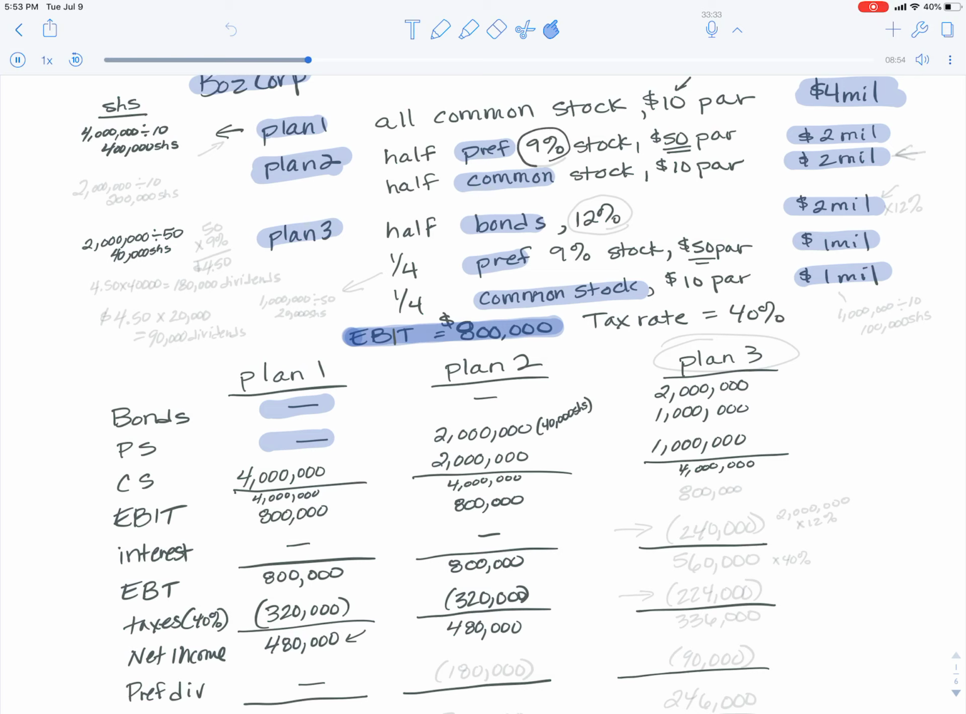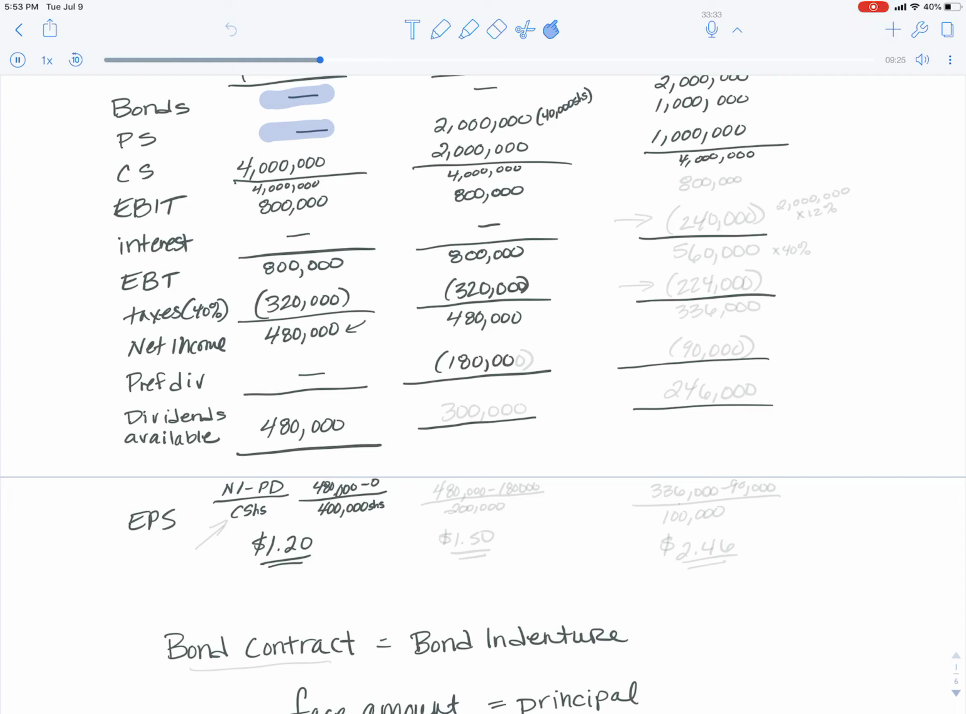Well, then what is a 9% dividend? Well, 50 times 9% is $4.50 per share. So you take 4.50 times the 40,000 shares, and that is 180,000 in dividends. Okay, so that's 180,000 that we're going to subtract out, and then the dividends available to pay our common stockholders is 300,000. So that's really the numerator.